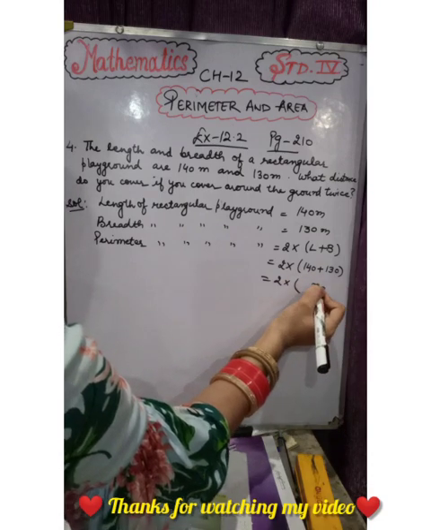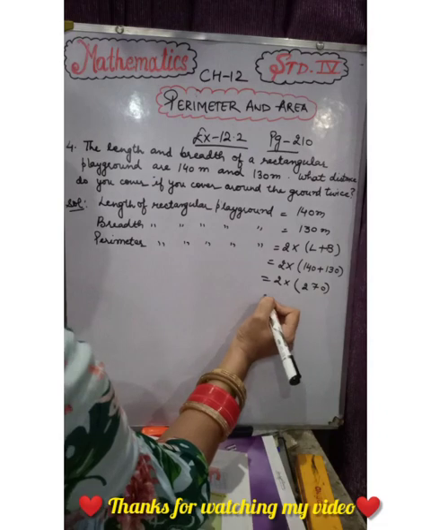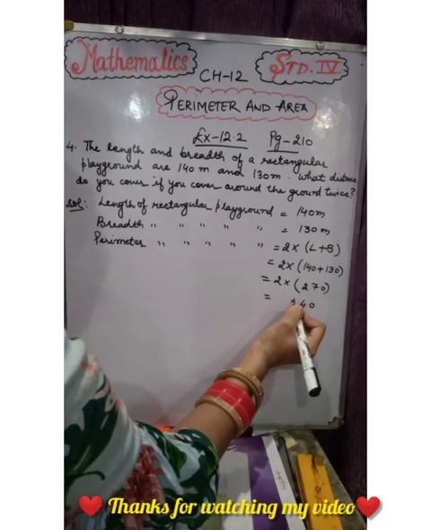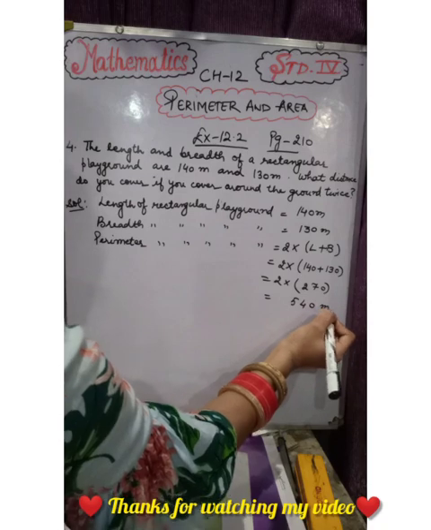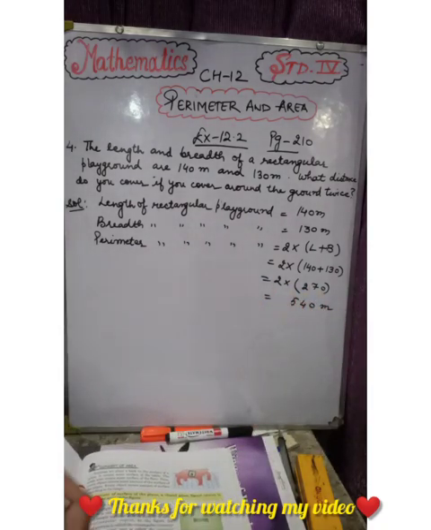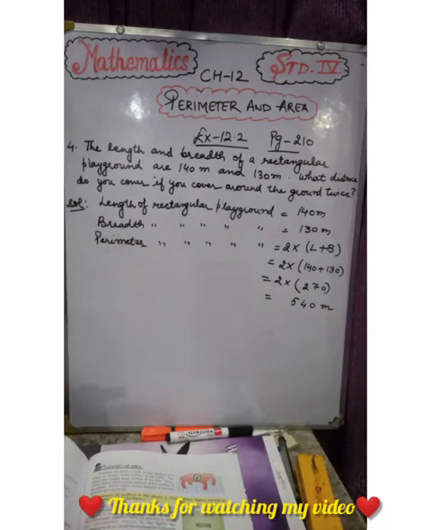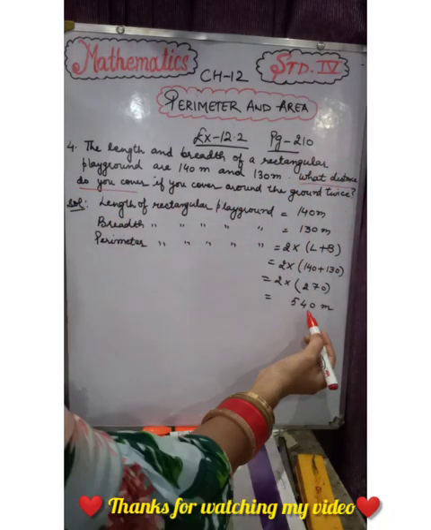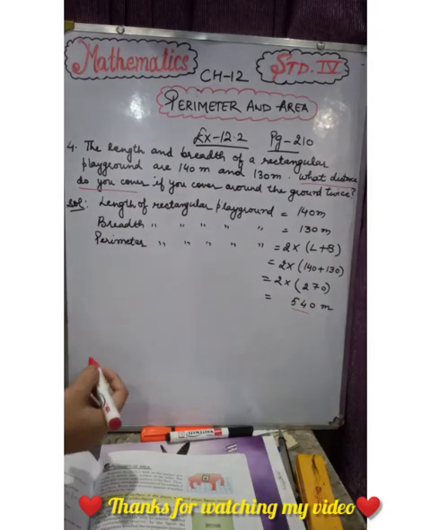0, 4 plus 3, 7, 1 plus 1, 2. We'll multiply 2, 0, 0, 2 sevens are 14, 2 twos are 4, 4 plus 1, 5. 540 meter is the perimeter. So we have done only this part. What distance do you cover? This is the answer of this part only.